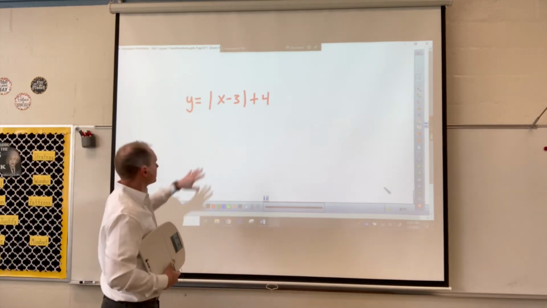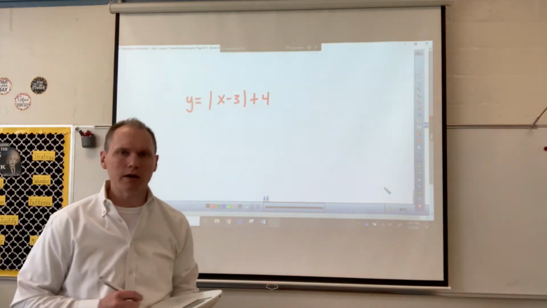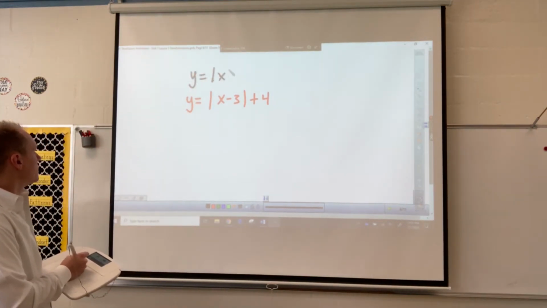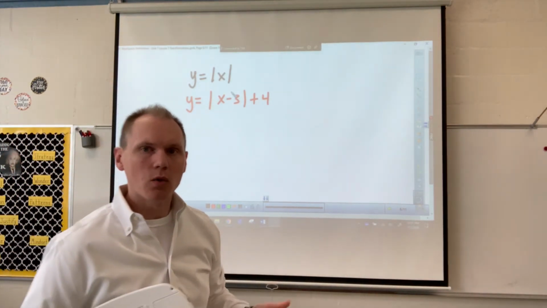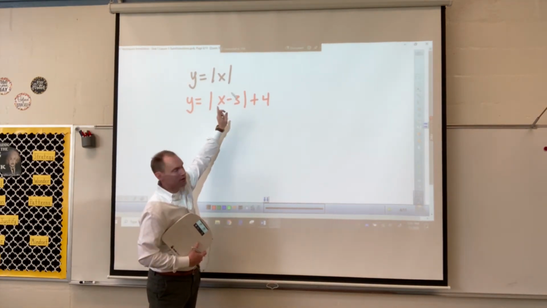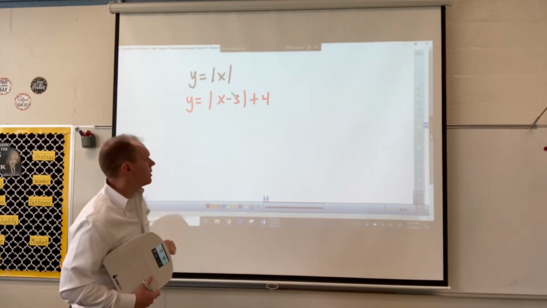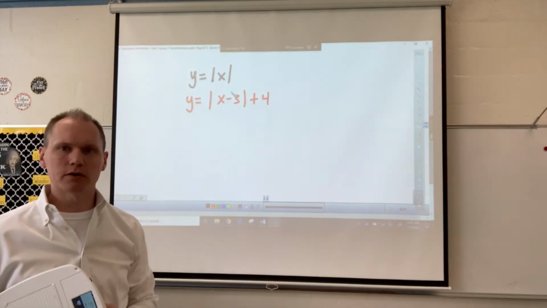So let's think about this one here. So the parent function here is the absolute value of x. So we have y equals absolute value of x. And we've made 2 changes to the function. One is we've replaced x with x plus 3. The second one is we added 4 to the end. All right, so think to yourself, what might those 2 change about the function?